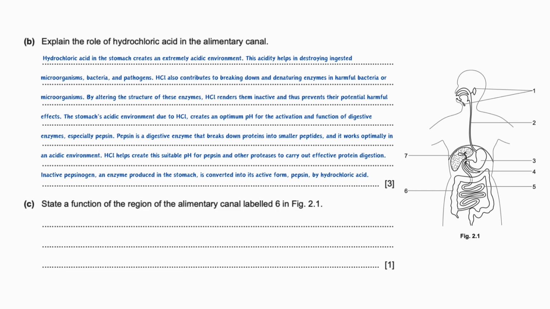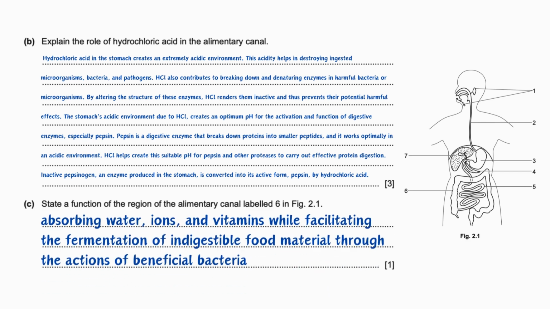State a function of the region of the alimentary canal labeled 6 in Figure 2.1. From the figure it is evident that the organ numbered 6 is the large intestine. The large intestine performs vital functions in absorbing water, ions, and vitamins while facilitating the fermentation of indigestible food material through the actions of beneficial bacteria, contributing significantly to overall digestive and metabolic processes.